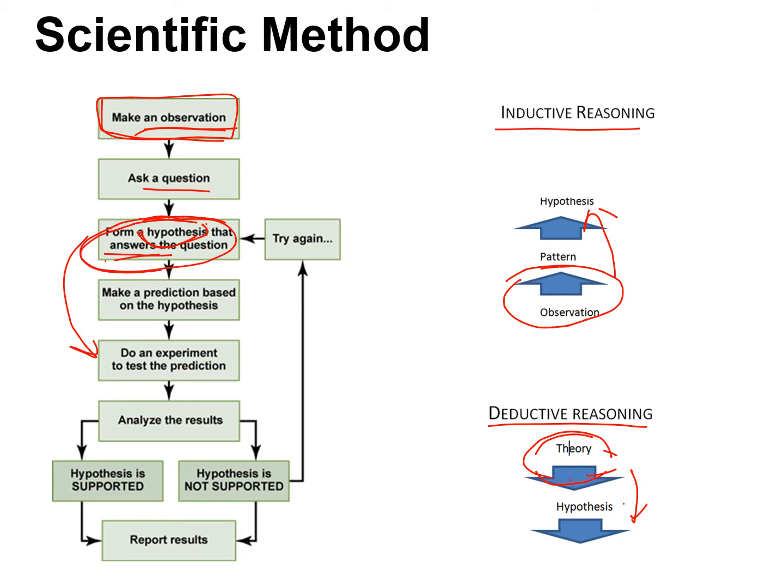Now the next stage in the scientific method is to perform an experiment. To know how to set up the experiment, you need to be able to make a prediction related to the hypothesis. Once you design the experiment, you run it, and that is going to generate data. Your results will be the data.